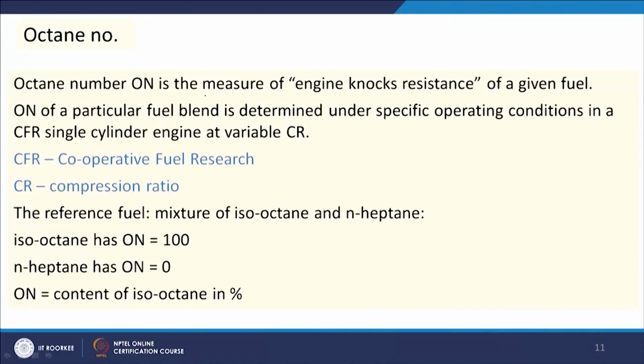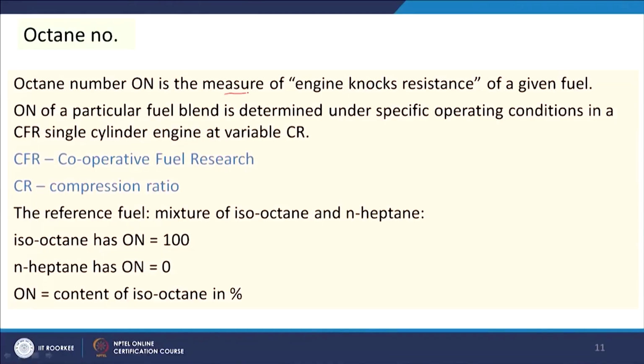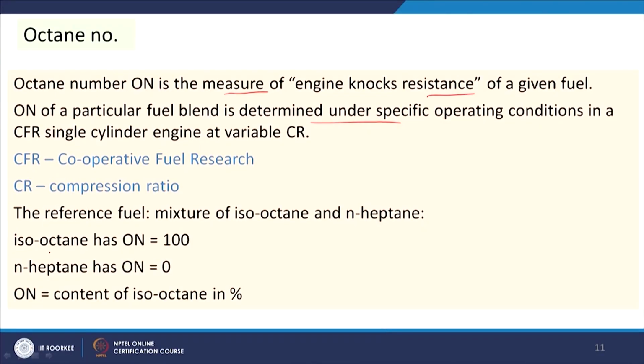Octane number we have already discussed; it is related to the anti-knock property. So, octane number is the measure of engine knock resistance of a given fuel, and the octane number of a particular fuel blend is determined under specific operating conditions, as we have discussed in the case of petroleum products, particularly gasoline. A similar test is done for testing the knocking property of gaseous fuel, and here the definition of octane number is the same. Isooctane has 100 and n-heptane has 0, and the octane number is equal to the percentage of isooctane in the mixture which has a similar knocking property to that particular fuel.